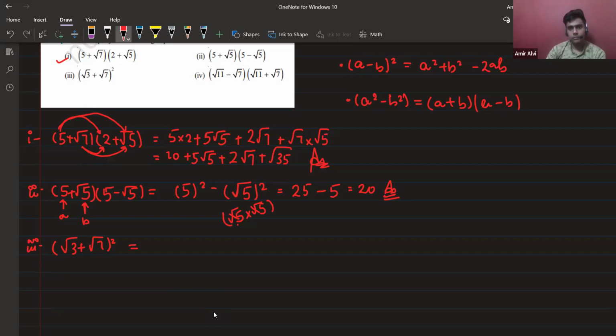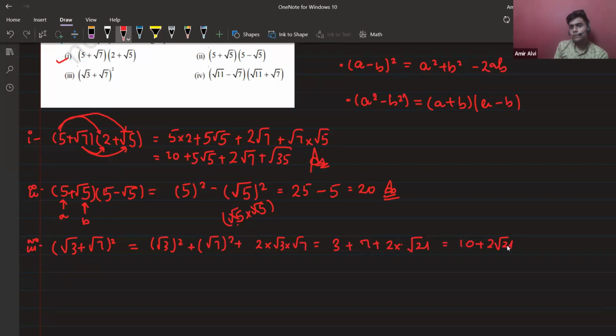I got 10 plus 2 root 21. Okay, let's solve this. This is the (a plus b) whole square identity. This is a square plus b square plus 2 into root 3 into root 7. Root 3 square is 3, plus root 7 square is 7, plus 2 into root 3 into root 7, which is 2 root 21. Basically, this is 10 plus 2 root 21.